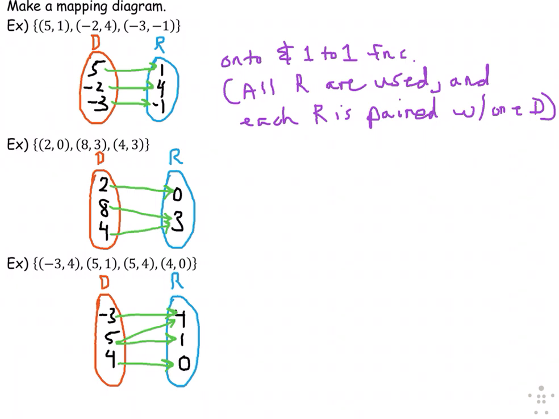Now, please note in the previous example how I wrote this 3 only once, even though it occurred in 2 ordered pairs. In doing so, that allowed me to clearly see that this was not a one-to-one function because I have 2 arrows pointing to the same number.